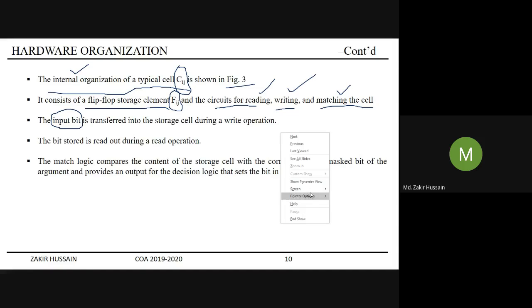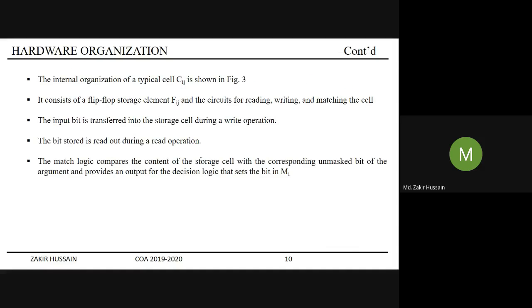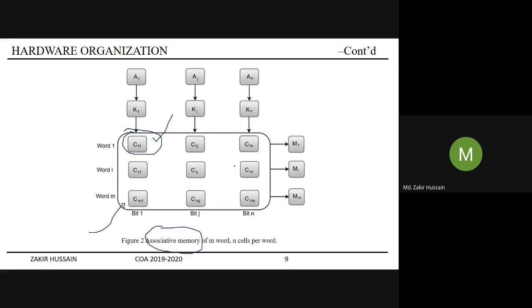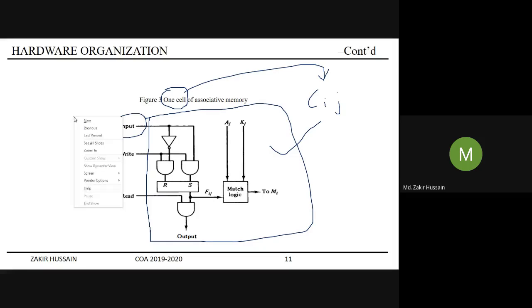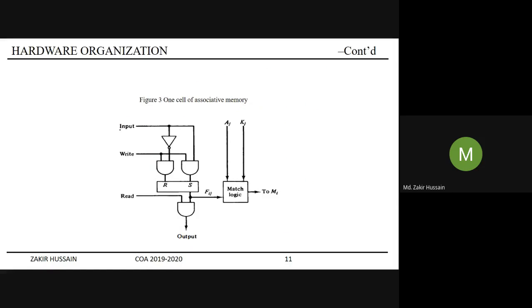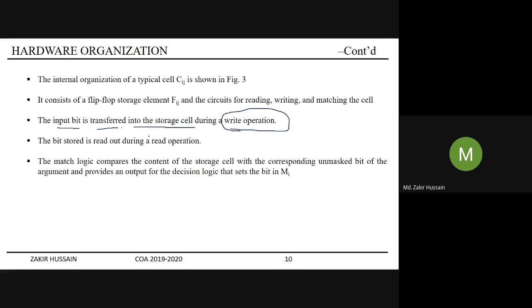So let us again go back here. The input bit is transferred into the storage cell during the write operation. Then we use this input for writing, if you want to write inside the memory. Through this we do that.